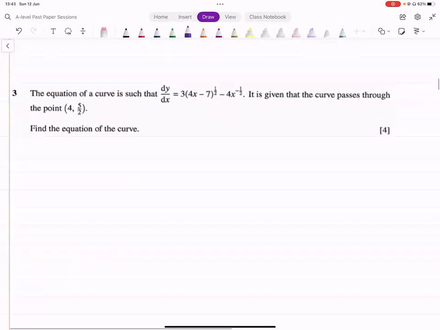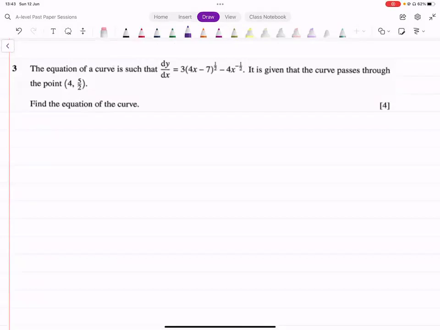Okay, so now we've got the equation of a curve that is such that dy over dx equals this thing, and it's given that the curve passes through the point (4, 5/2). Find the equation of the curve. So it's a pretty standard integration question. You've got the derivative, you've got to find the curve. What you do is you integrate the derivative. Dy over dx is equal to 3 into (4x minus 7) whole raised to power 1 over 2, minus 4x raised to power minus 1 over 2. Let's integrate this thing.